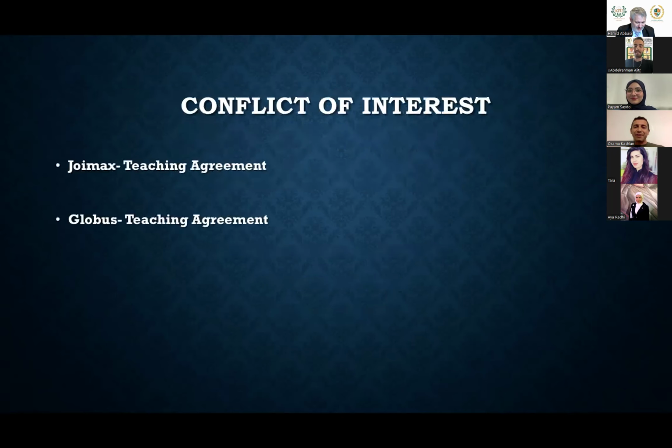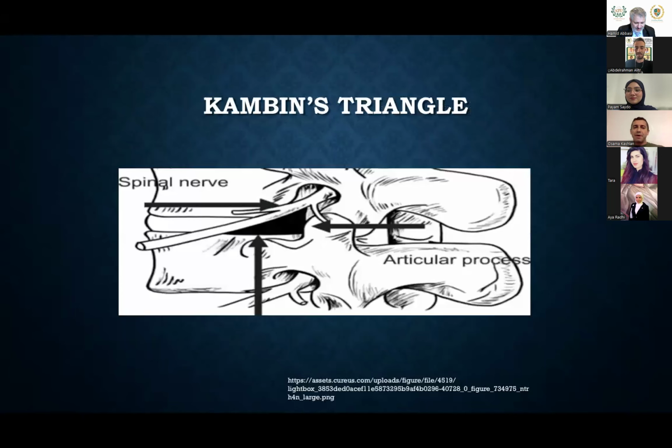I have conflicts of interest here. I'm going to be talking about endoscopy and specifically thoracic endoscopy for thoracic discs. I do teach for Joymax and for Arthrex and for Globus. We talked a lot about Cambin's triangle. Cambin's triangle is the landmark that we have for spine endoscopy.